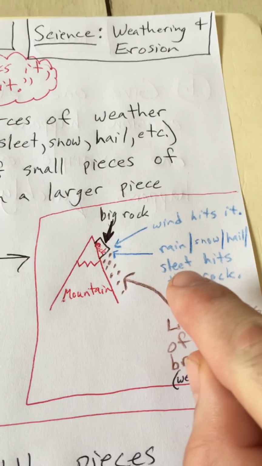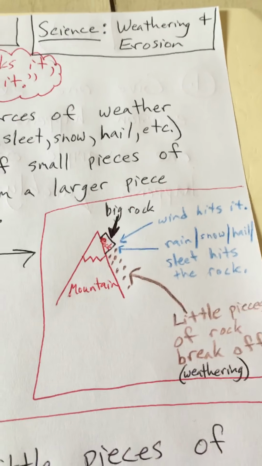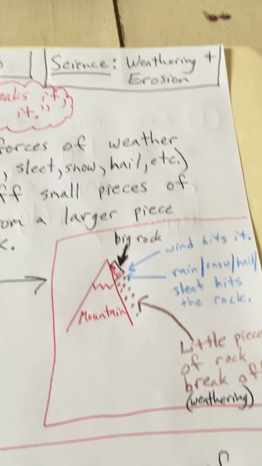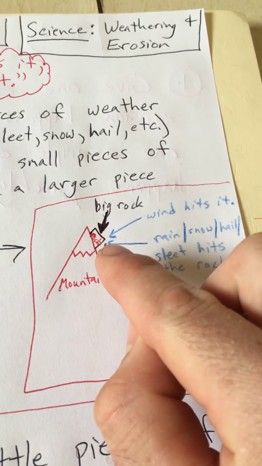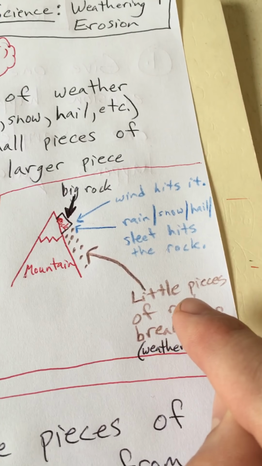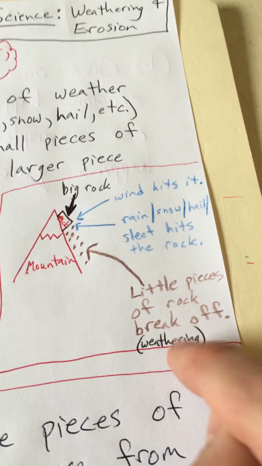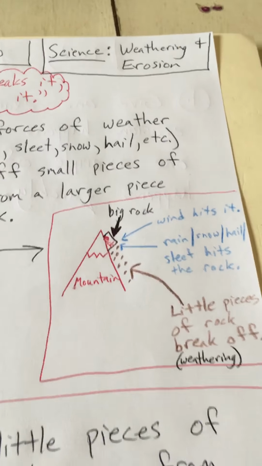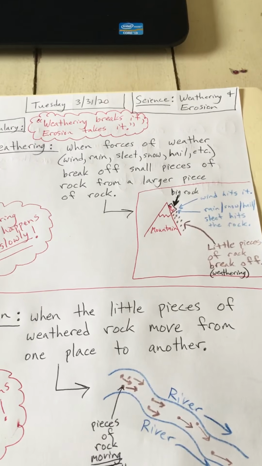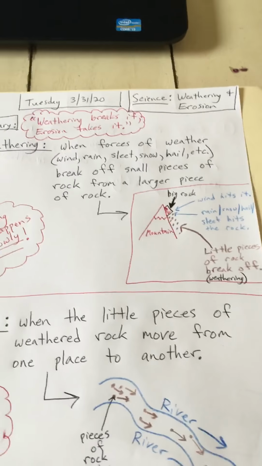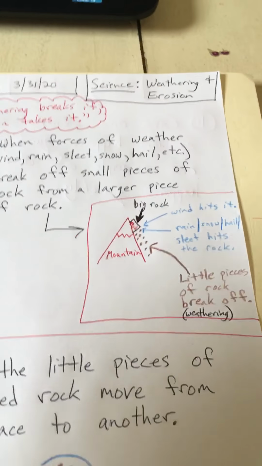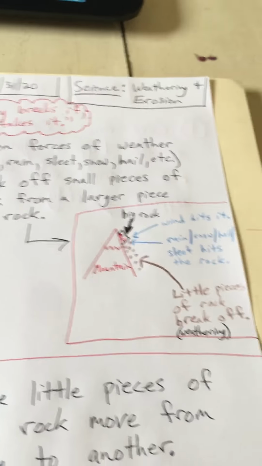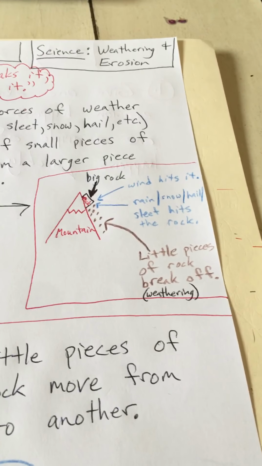Then rain and snow and hail and sleet, they hit the rock every time it rains or every time it snows or hails or sleets. That is all smashing up against the rock. So the wind is hitting it, the rain is hitting it, all those different types of precipitation are hitting it. And weathering is when those little pieces of the rock break off. So little pieces of rock break off from the bigger piece, that is called weathering. So it's just the pieces that are breaking off. We call that process weathering. So the little pieces aren't called weathering. The process of this happening, right? These pieces breaking off is the weathering part, okay?